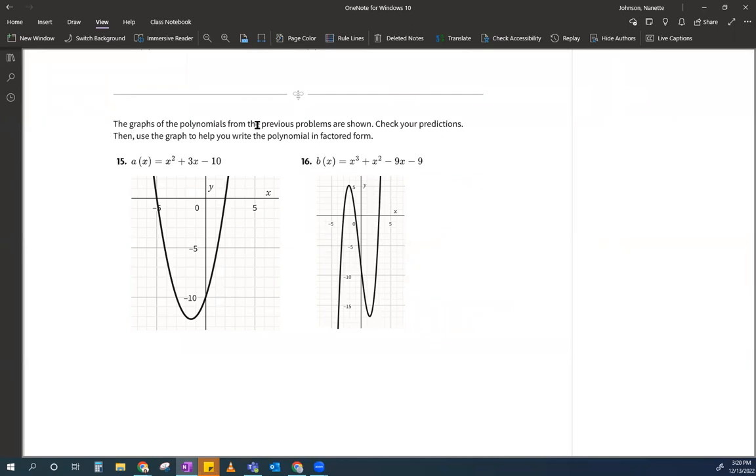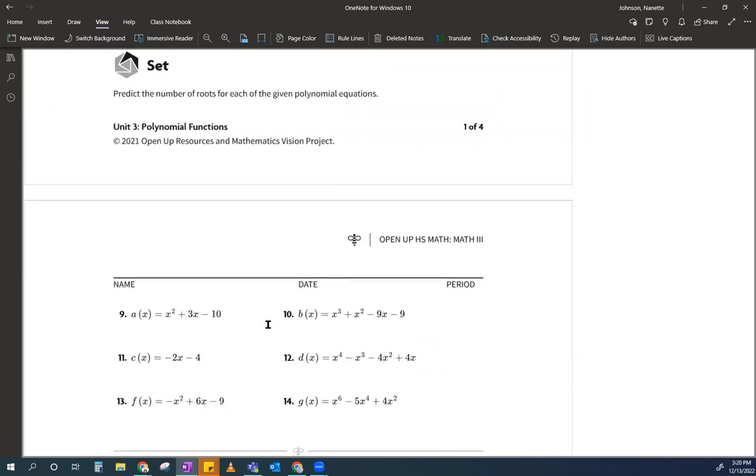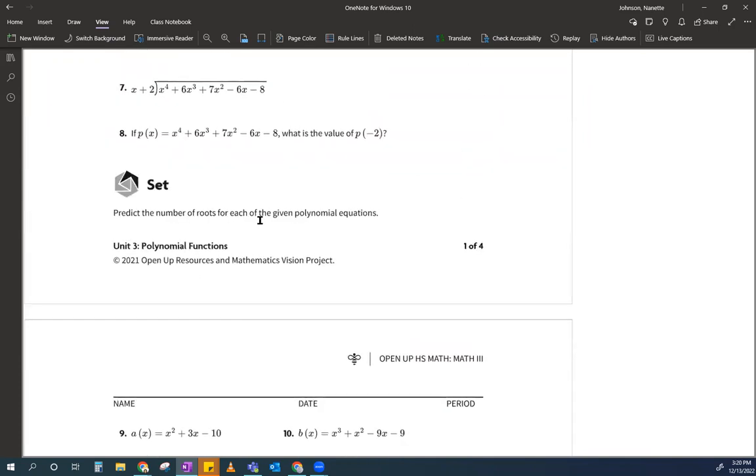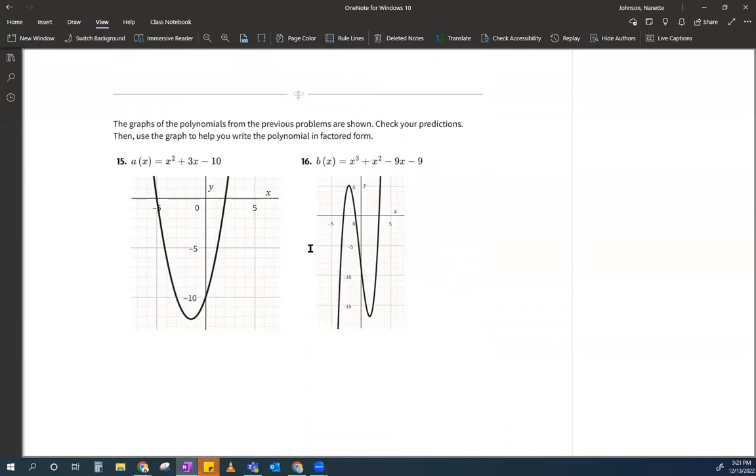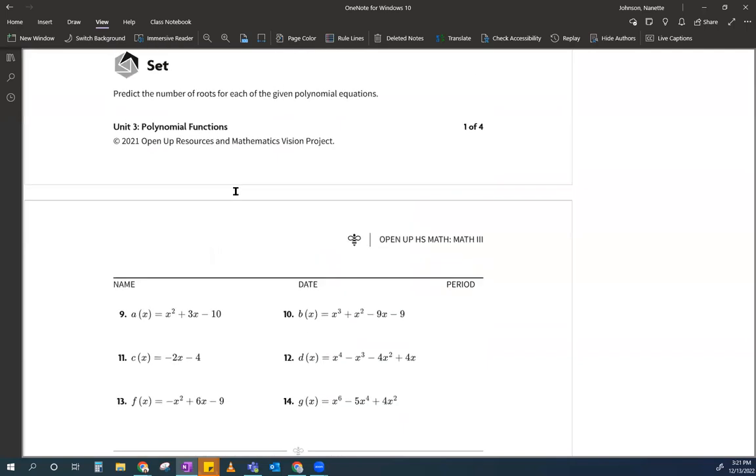So they say the graphs of the polynomials from the previous problems are shown. Check your predictions. So you did some stuff over here. Let's see, you found the roots for them. So now you want to check if you got those polynomials. So let's see, here you were supposed to predict the number of roots.